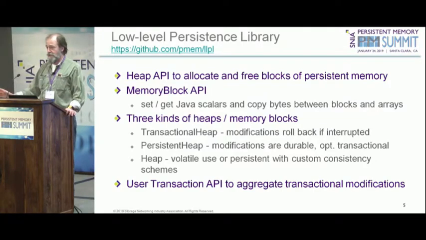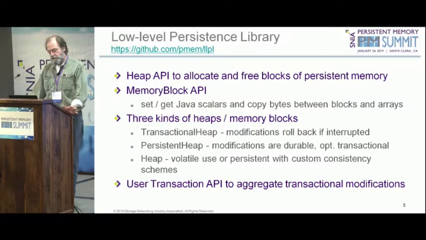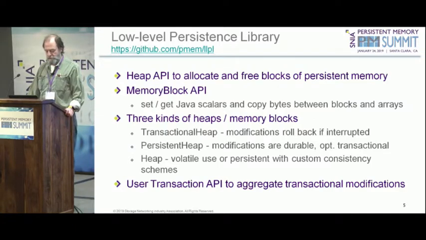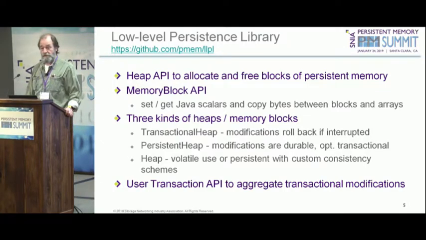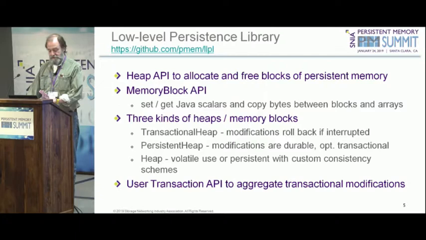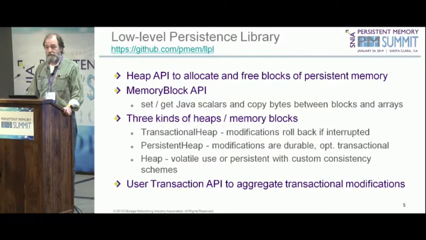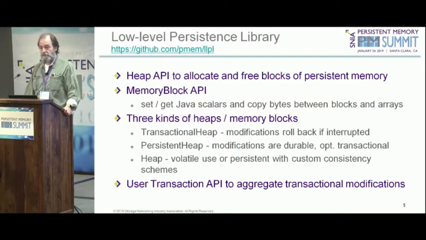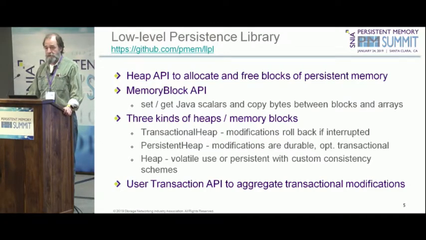Transactional heap makes sure that everything is fail-safe. All the writes are fail-safe and will roll back on interruption. And then two lesser, lower strength kinds of consistency promises. A persistent heap will ensure that all the writes are durable. And then this plain heap lets you do just about anything and build, in fact, the other two kinds out of it if you wanted to. It's very suitable for volatile use as well, so just pure reads and writes to cache-coherent memory.